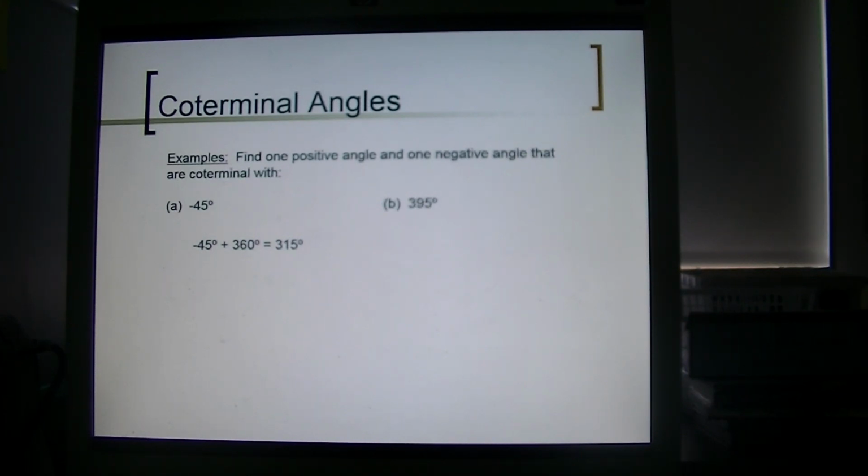But the direction was I want a positive angle and a negative angle. Well, how can you find a negative angle that's coterminal to negative 45 degrees? Kevin? Subtract 360. Go do that. And that will find your negative angle. We already have negative 45, so I'm not including that. I want another one that's positive and another one that's negative.